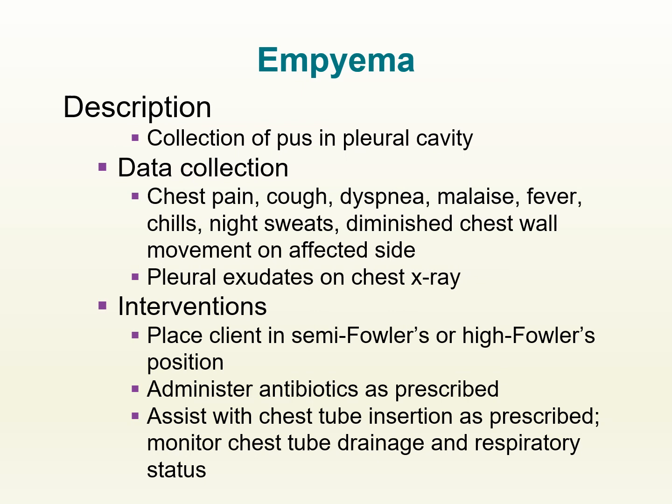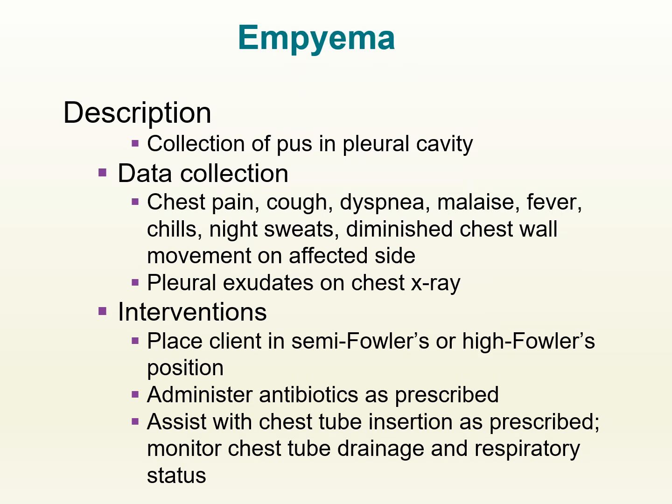Empyema occurs when there's pus in the pleural cavity. This is going to cause the patient to have chest pain, coughing, shortness of breath, malaise, fever, chills, night sweats, and inability to fully expand that chest wall movement on one side. Pleural exudates can be seen on the chest x-ray.